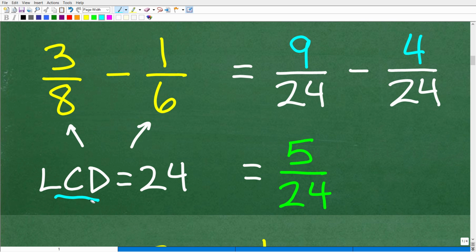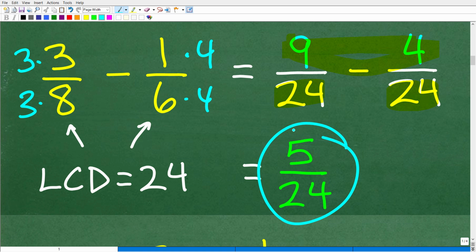Okay, bottom line is that the LCD is 24, meaning that we have to change both of these fractions into denominators of 24. To change this fraction into 24, I have to multiply the denominator by 3, so I have to multiply the numerator by 3. And this 6, to get it into a 24, I have to multiply by 4, so I have to multiply the numerator by 4. That gives us 9 over 24 minus 4 over 24, these equivalent fractions, right? Now that we have the same denominators, all we have to do is subtract the respective numerators, and that is 5 over 24.